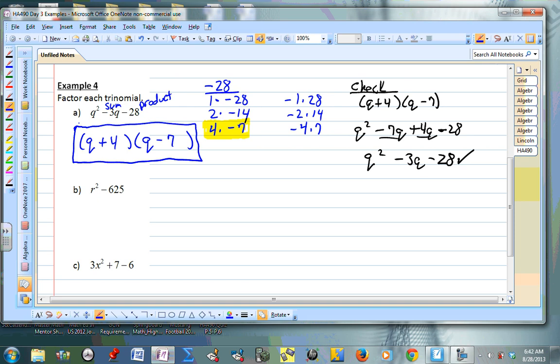Now let's take a look at part B. There's two ways to look at this problem. Number one is you could recognize that this is the difference of two perfect squares. And if you remember, the difference of two perfect squares factor into conjugates. So what multiplies to make r squared is r times r. What multiplies by itself to make 625? Well, 25 and 25. And to make these conjugates, we'll have plus in one factor, minus in the other.